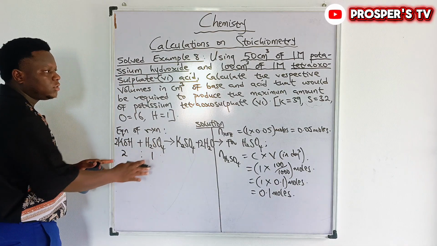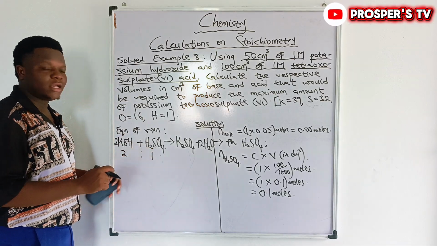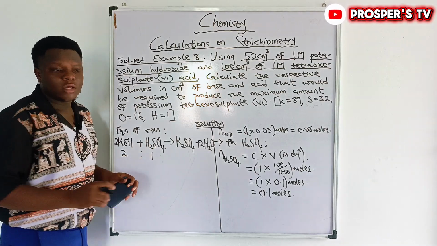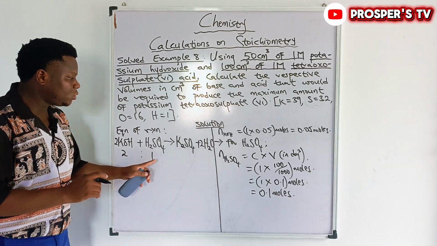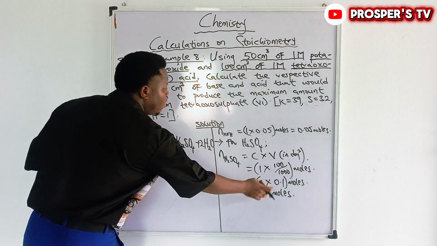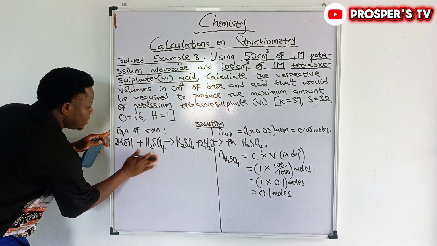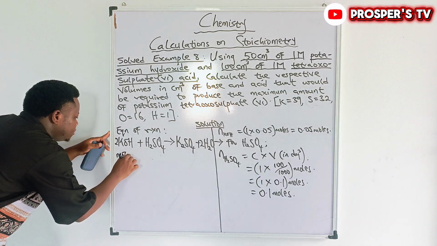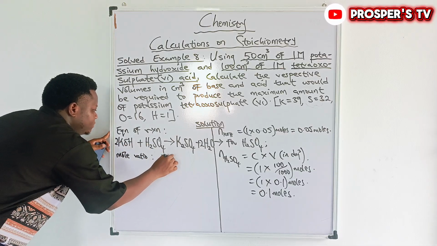We're just focusing on these two because the question is only relating potassium hydroxide and H2SO4. After writing this, if you have 2 to 1, this is your mole ratio. So the moles that we are actually reacting, for us to understand this, I will need to write them out. So our mole ratio is 2 to 1, right?